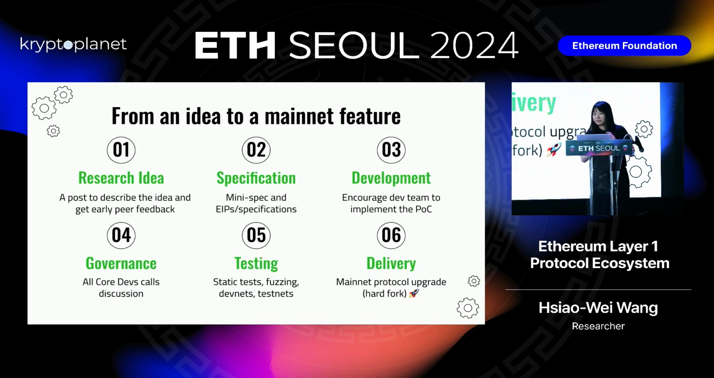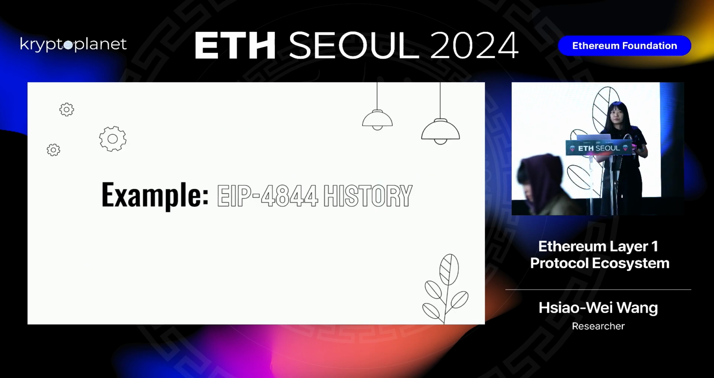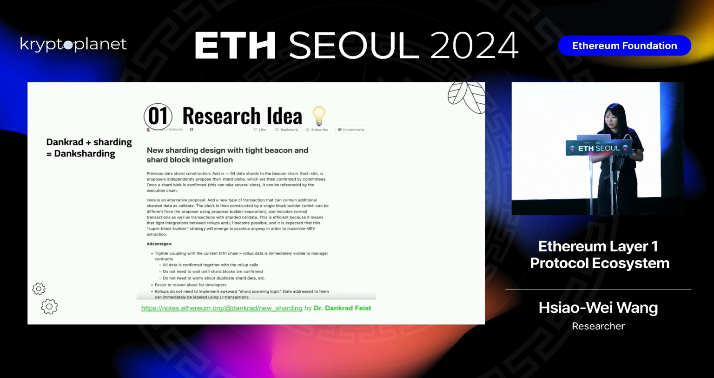So I think basically for the normal cases, there will be 6 steps to make a research idea grow into a delivered feature on mainnet. We can take the recent Dencun update, the famous EIP 4844, for example. At the very early stage, at least 2 or 3 years ago, my coworker Dankrad Feist published an article about the new sharding design. But at that time we didn't call it the new sharding.